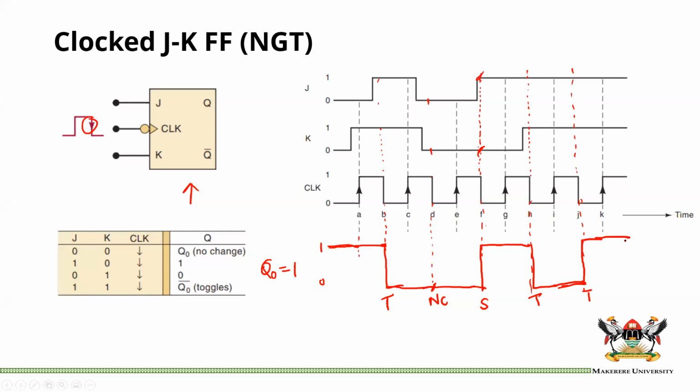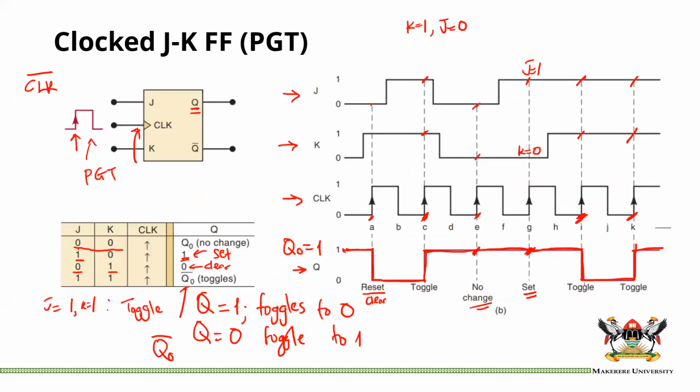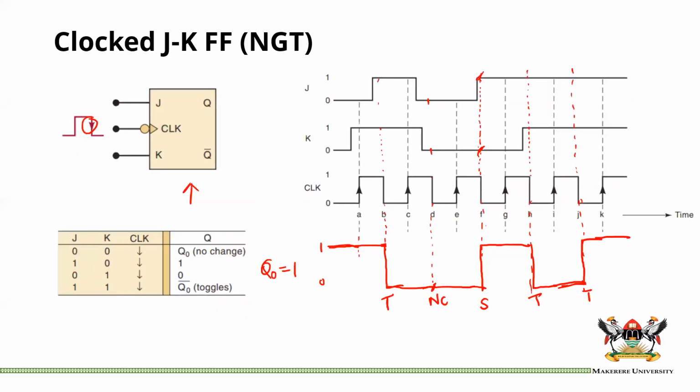Okay, so these are two different, they are going to be different. You can see here with the PGT, the output is different from the case for the NGT. And so it is important which one you use. Usually I'll tell you which one you use anyway. But this is how we do it. We just look for the point at which we have our active clock transition. We look at the current state or the states of the inputs at that point, and then determine our output.